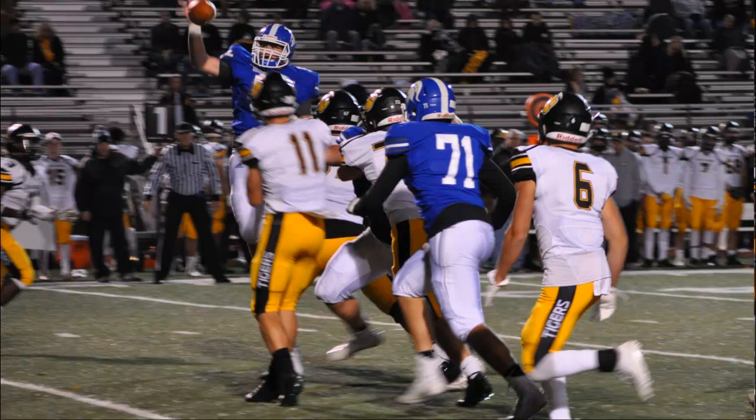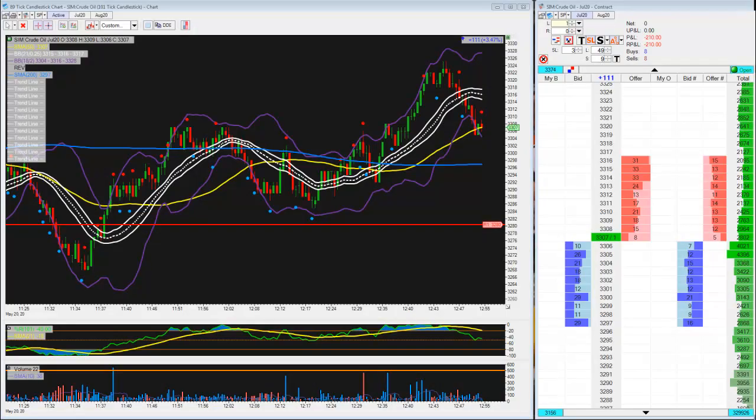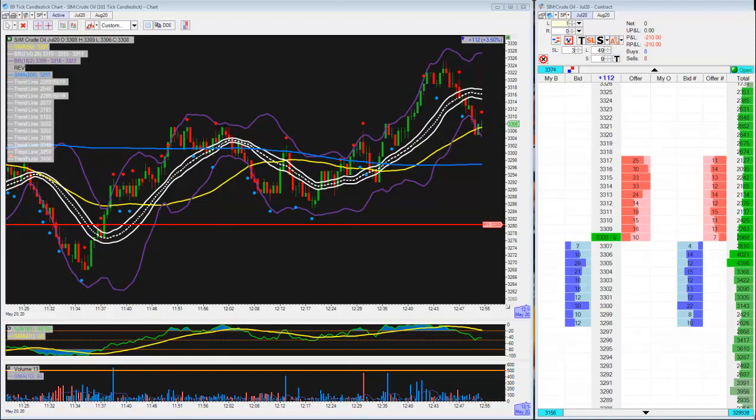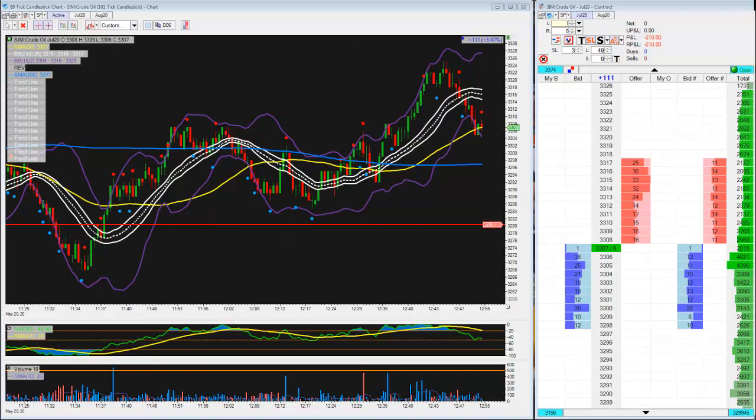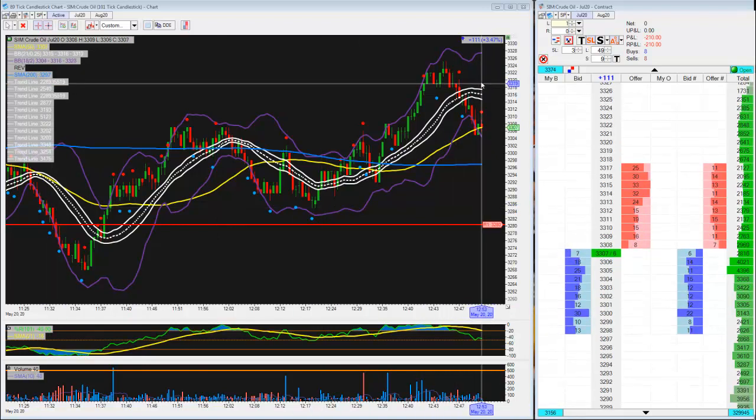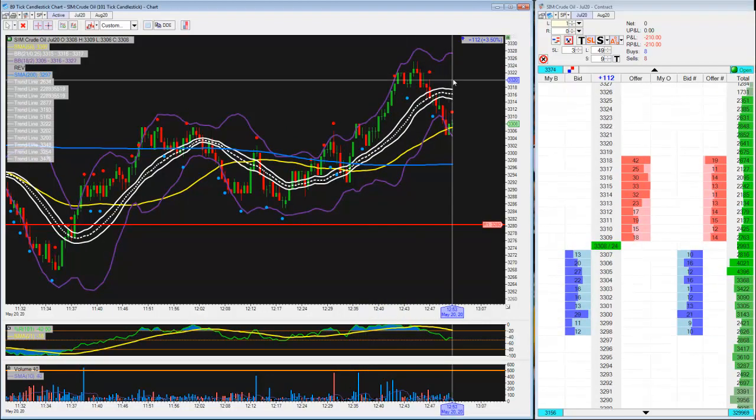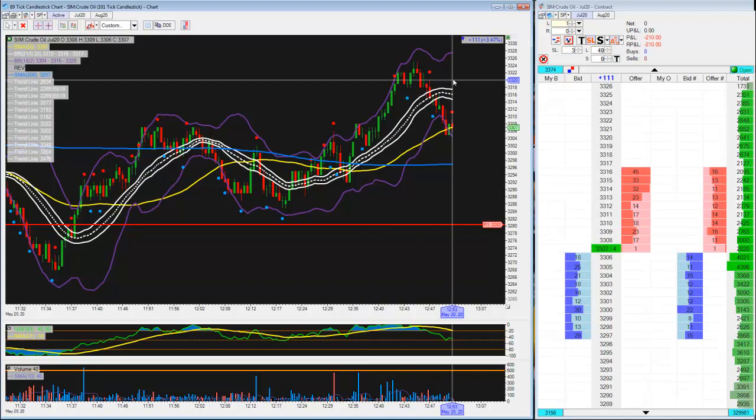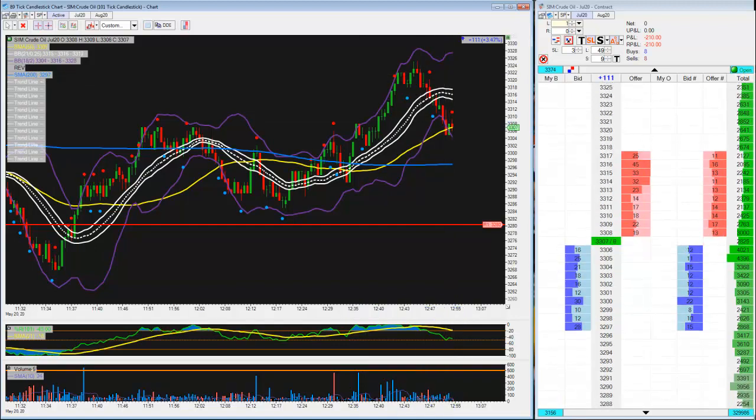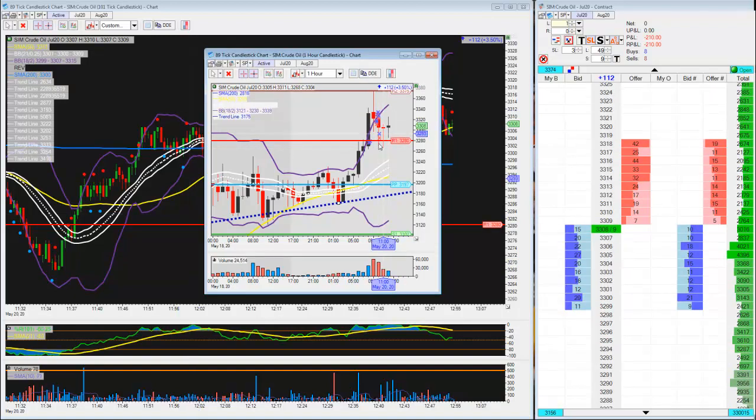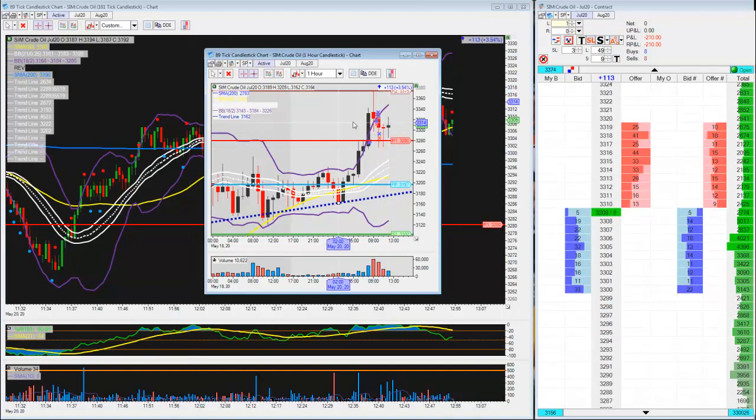Okay. So now we're at the last 30 minutes of trading for the session. So really don't want to be doing anything till 105. I'm going to look at the overall market and see what it did. Came back, went back up. Now it's just hanging out here.